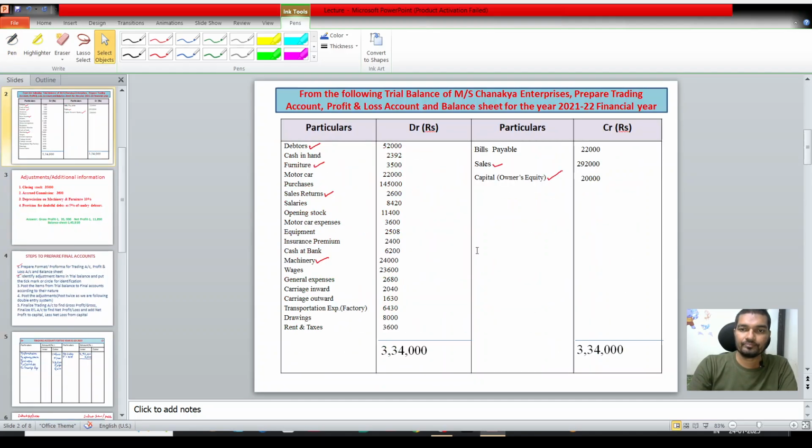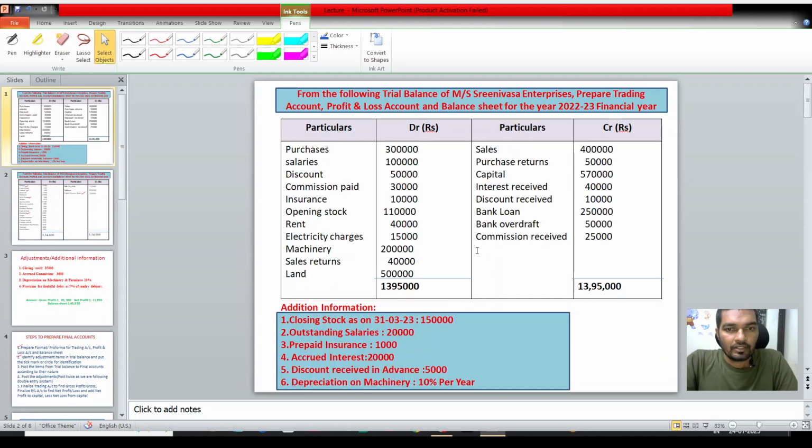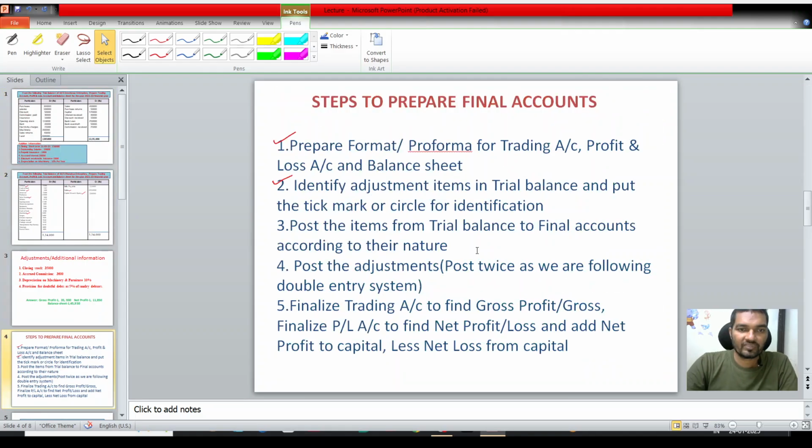And next one, the sales amount is also completed, capital we just entered, and we completed the third step. We are moving to the fourth step, posting the adjustments. We have to post every adjustment twice, two times, according to the double entry system of accounting.